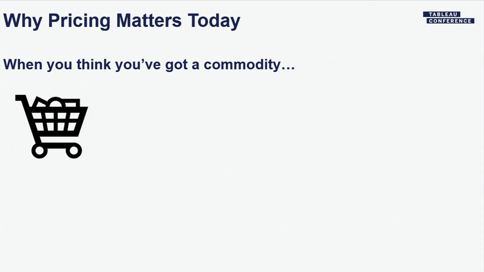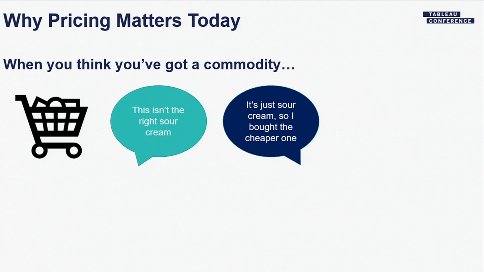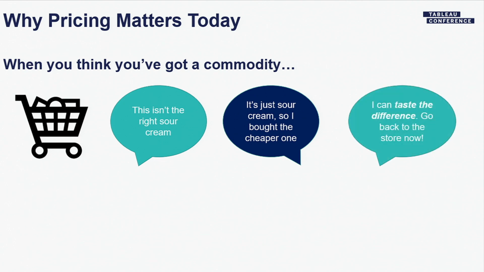And so I'm going to the store, and we buy, again, an excessive amount of sour cream. And I'm in finance, so to me, it's sour cream. I buy the cheapest one. But when I come home, my wife right away says, this is not the right sour cream. And we've debated this at length. To me, again, it's just sour cream, so I bought the cheaper one. And she tells me she can taste the difference. And I have to go back to the store.